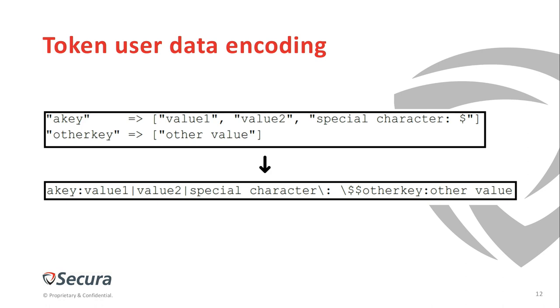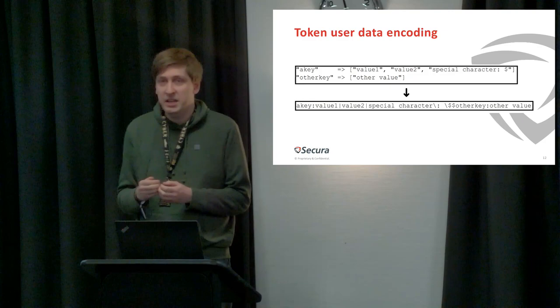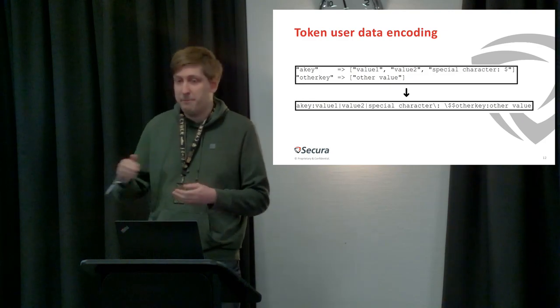When this is serialized again and put into a token, the different key-value pairs are separated by dollar signs. The key and the value themselves are separated by a colon. And when there are multiple values, these different values are separated by bar characters. Also, if your value happens to contain one of these special characters, a backslash is put in front of it to escape it, so you can distinguish it from the actual separators in your token.